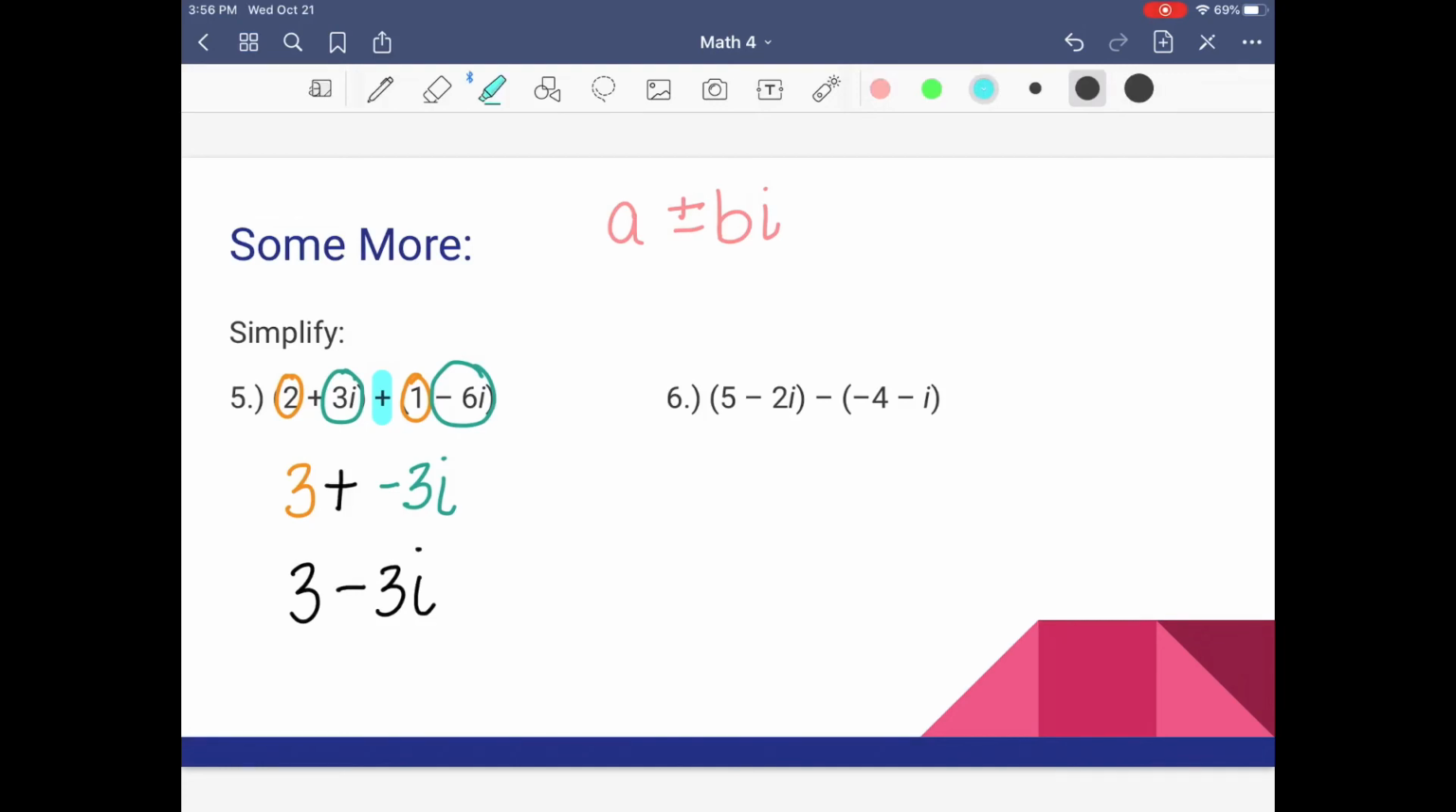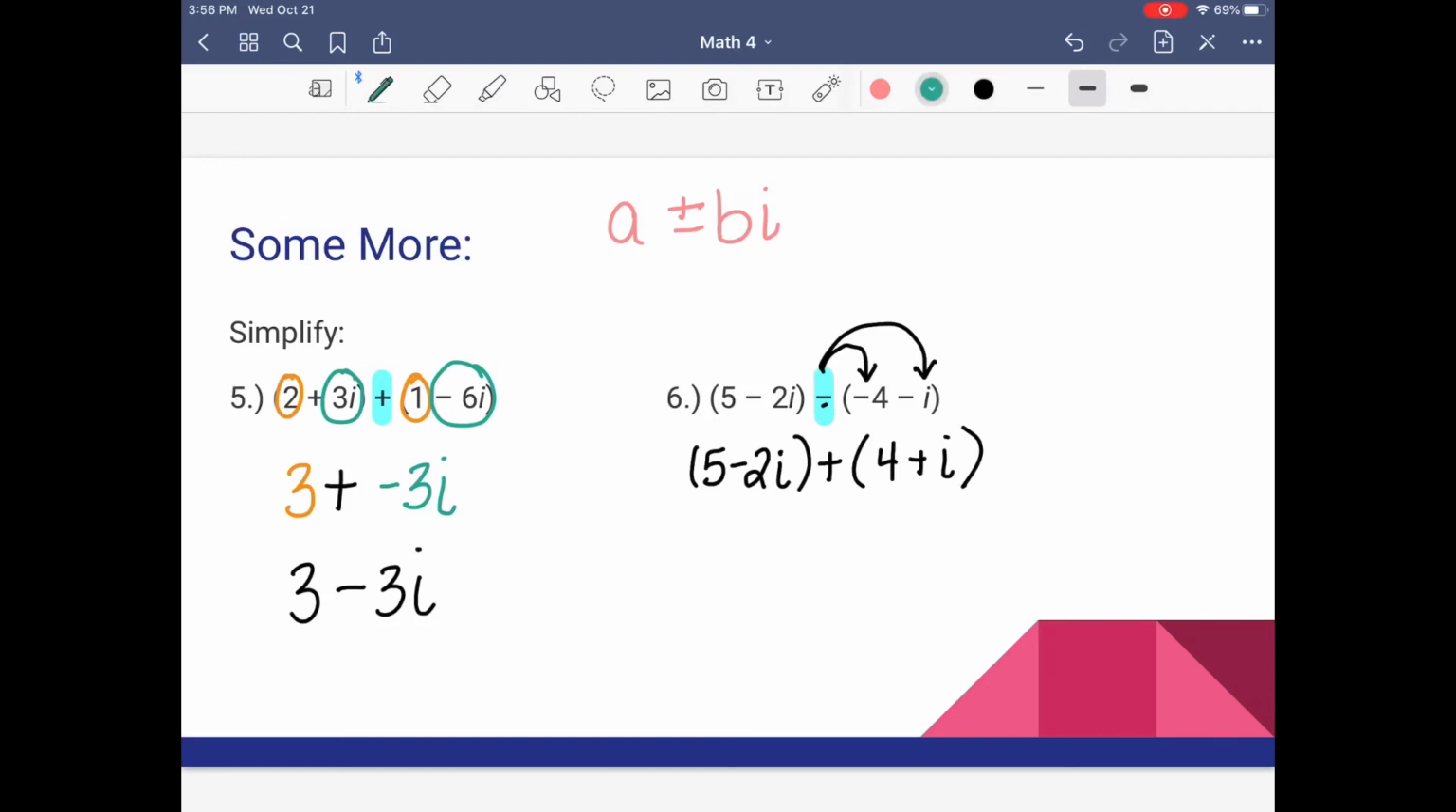Now, for number 6, this problem alone can trip up a lot of students because of that minus sign. A lot of times they'll apply the minus to the first term, but they won't apply it to the second one. So my suggestion is to go ahead and distribute that negative. So if I distribute the negative, that's going to turn this into plus. Negative times -4 is going to be +4. Negative times -i is going to be plus i.